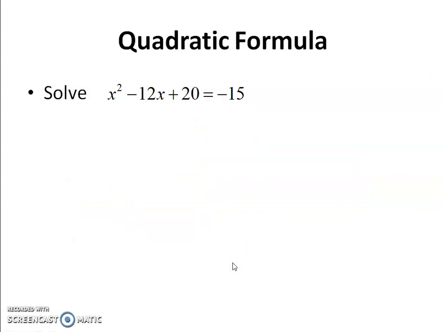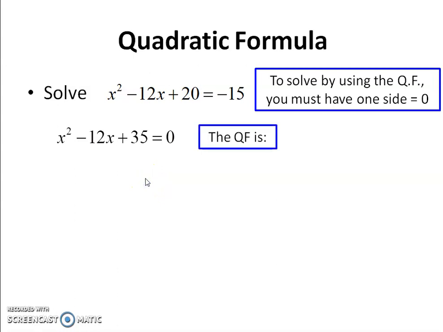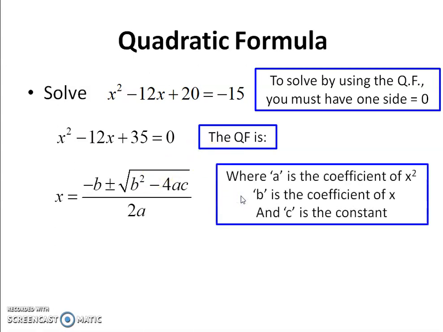The final method for solving a quadratic equation is something called the quadratic formula. For the quadratic formula, which I've abbreviated QF, you also have to have one side of the equation equal to 0. Again, I'll add 15 to both sides. The quadratic formula is a mouthful, or a screenful here. It's a formula where you plug in the coefficients of x squared, x, and the constant. And this will work every time you have a quadratic equation.